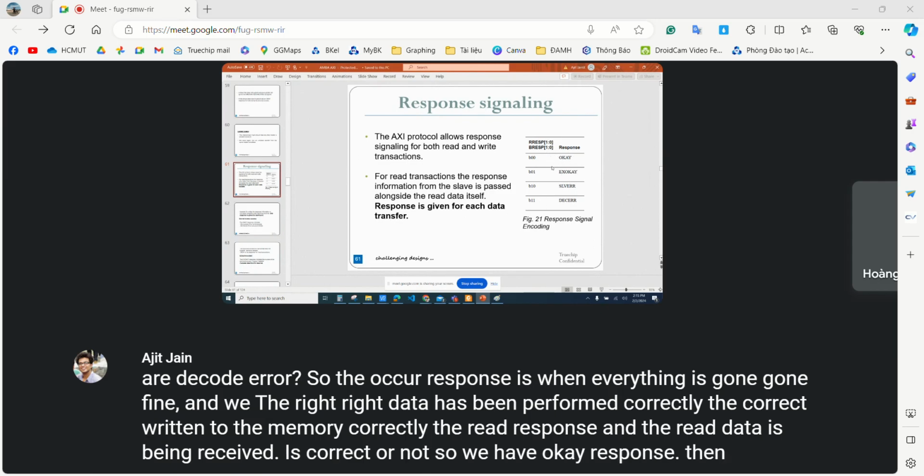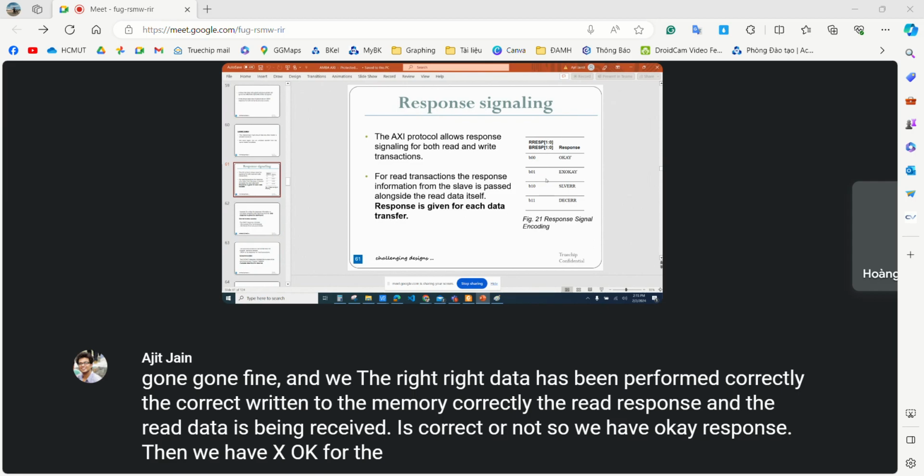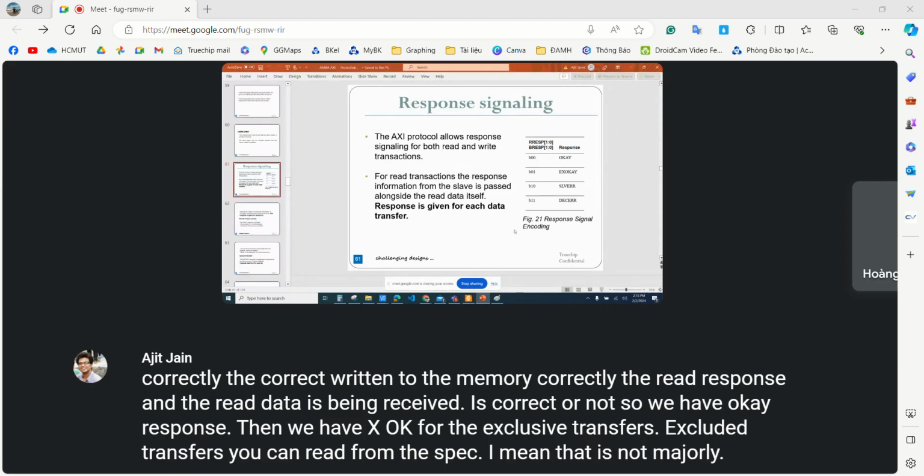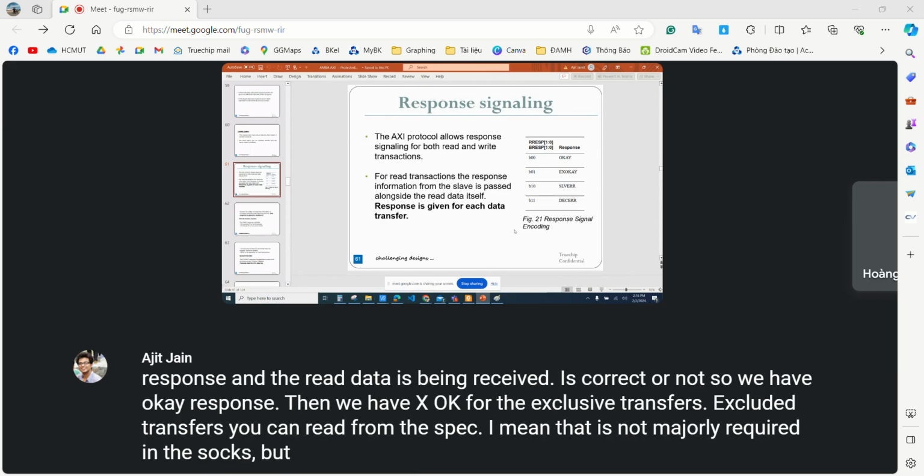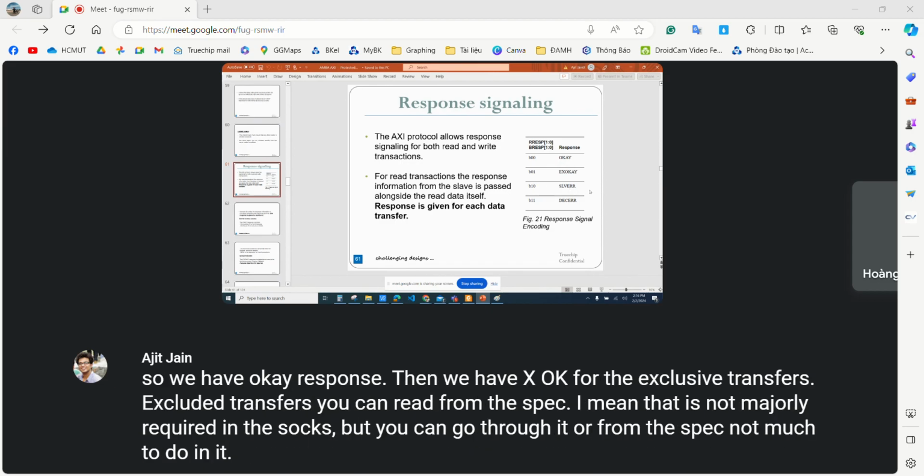Then we have EXOKAY for the exclusive transfers. Exclusive transfers you can read from the spec. That is not majorly required in SoCs, but you can go through it in the spec, not much to do in it. Then slave error and decode error.